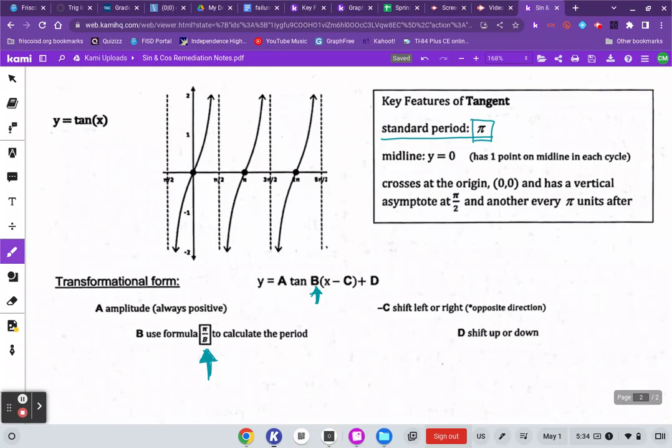Some other important things about tangent: it has the same location for the midline in its parent graph, but it only has one point on the midline in each cycle because tangent is so very different. Tangent and cotangent do not have an amplitude. Okay, it looks like we've got another major typo here.